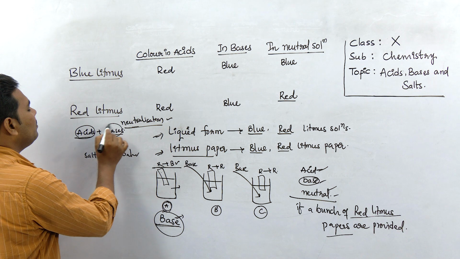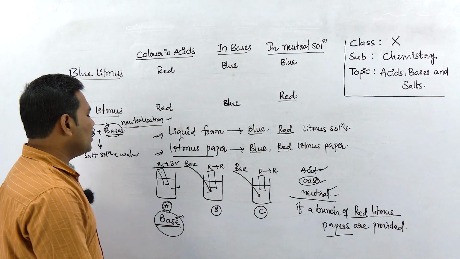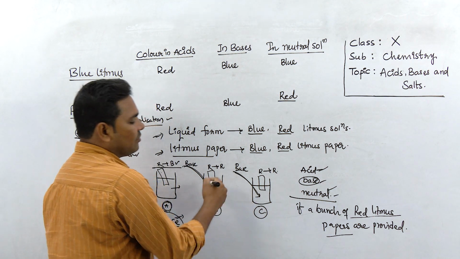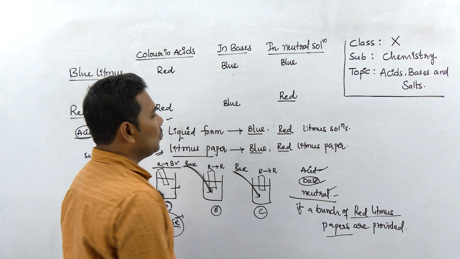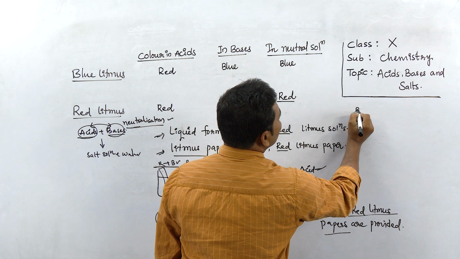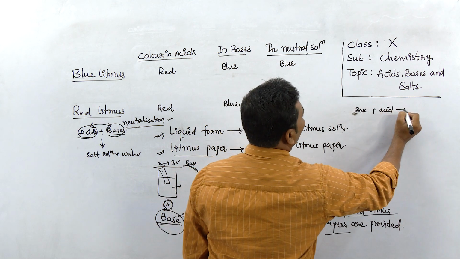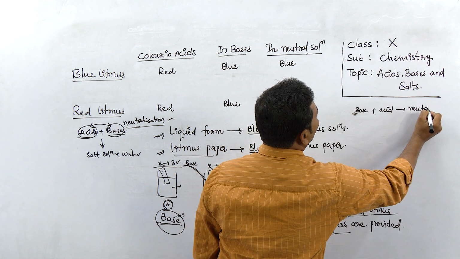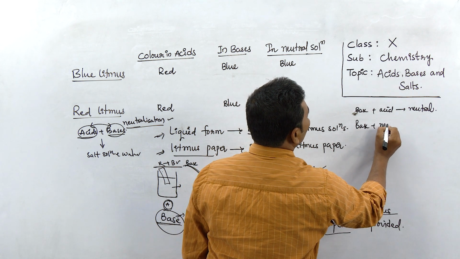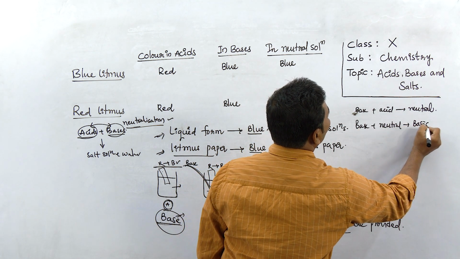When acid is added to base, these two neutralize each other's properties. Okay, let me write here. If base is added to acid, what happens? The resulting solution is neutral. If base is added to a neutral substance, the resultant is basic only.